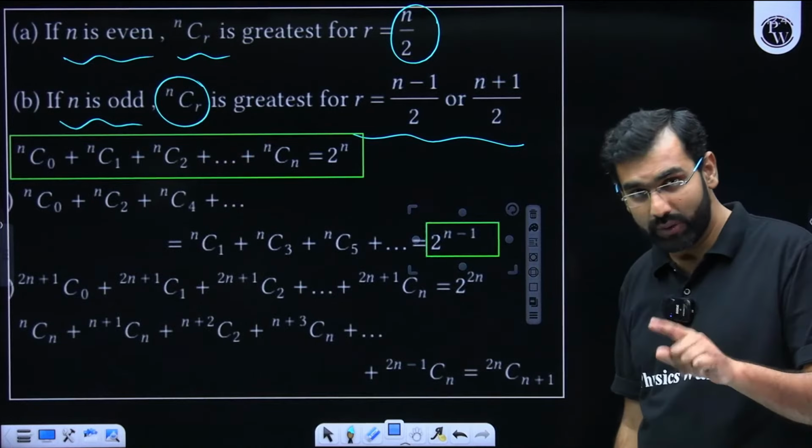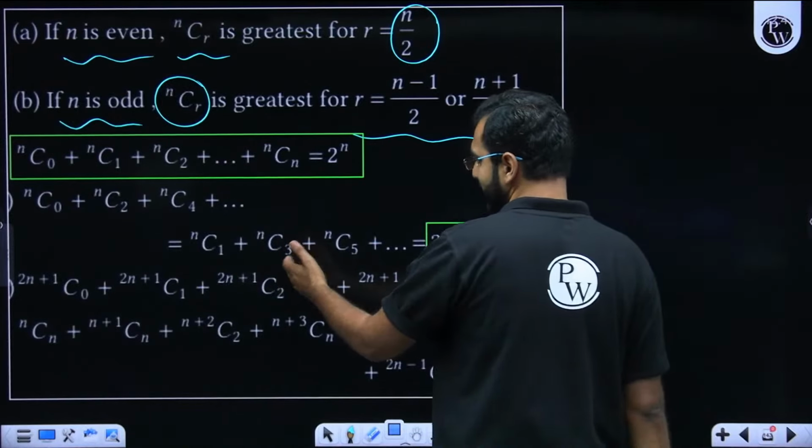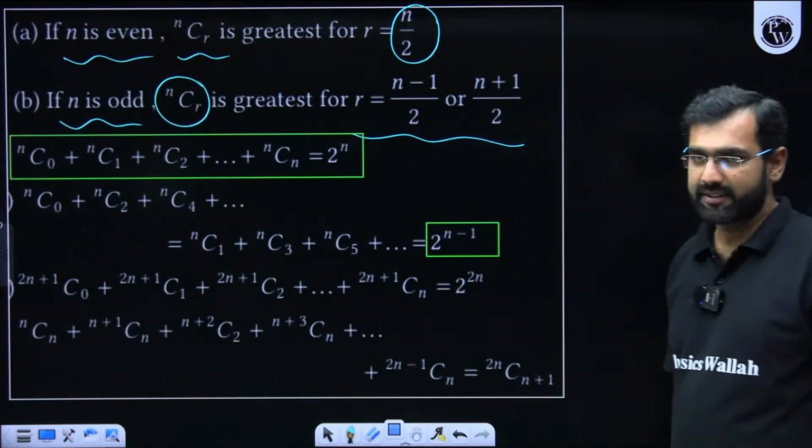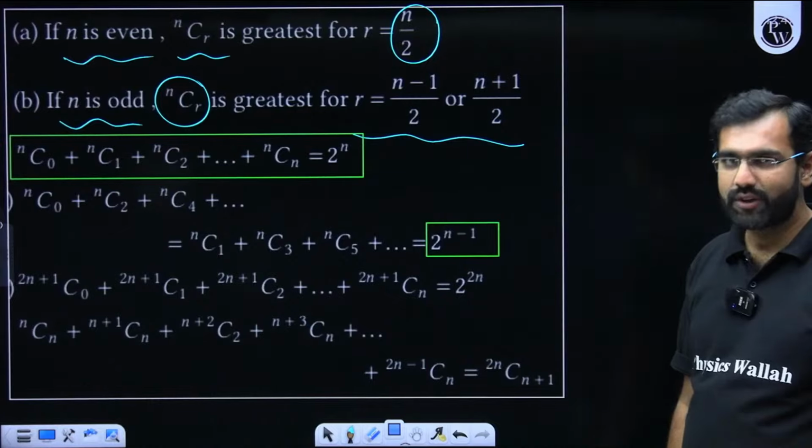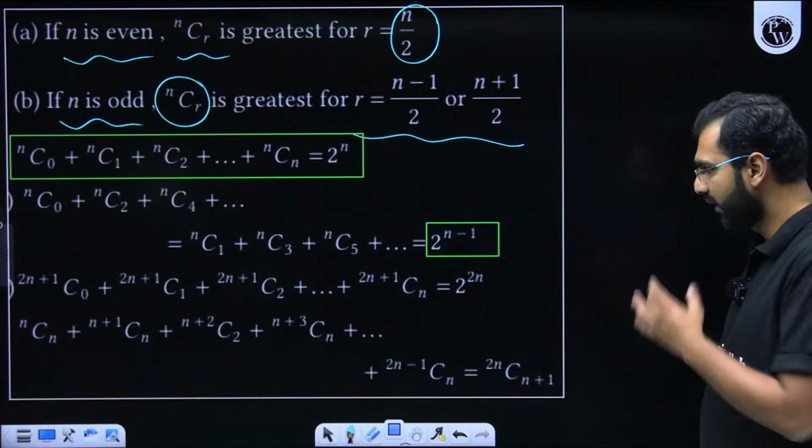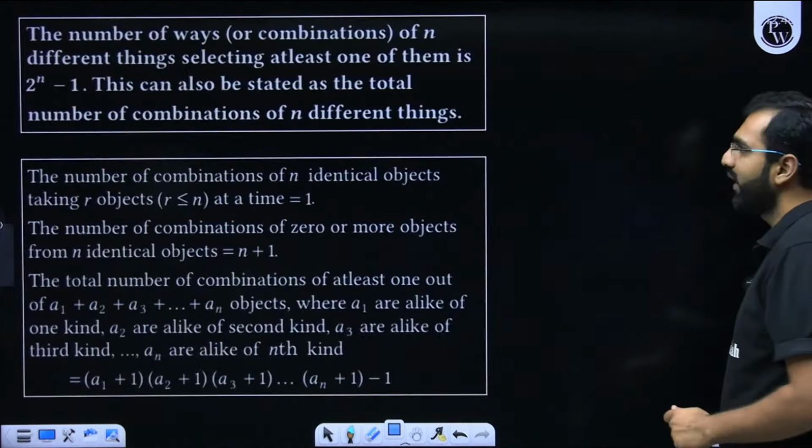Or even if I take only the odd ones, which is nC1, nC3, nC5 until the last term, then it will also be 2 to the power n upon 2, which is 2 to the power n minus 1. Everybody with me on this? Now, moving ahead from here.